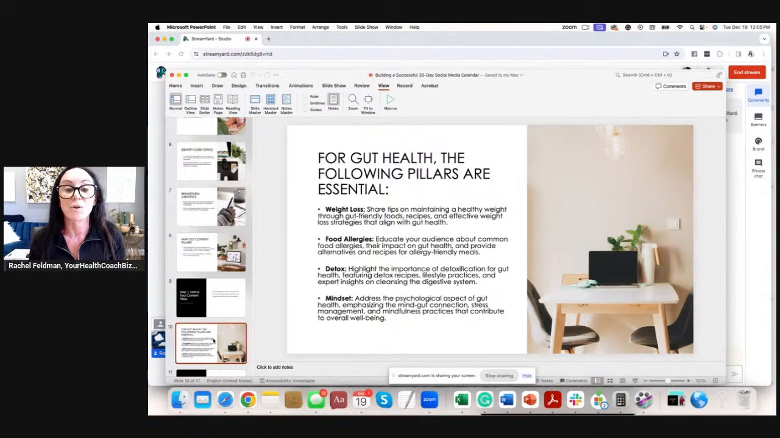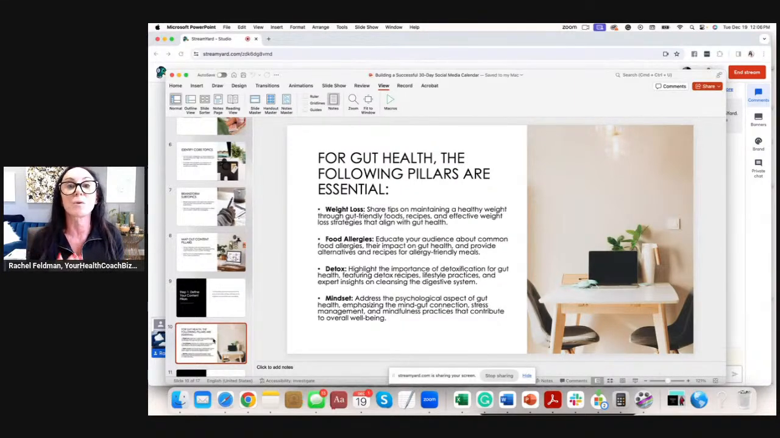Detox: highlight the importance of detoxification for gut health, featuring detox recipes, lifestyle practices, and expert insights on cleansing the digestive system. And mindset: address the psychological aspect of gut health, emphasizing the mind-gut connection, stress management, and mindfulness practices that contribute to overall well-being.